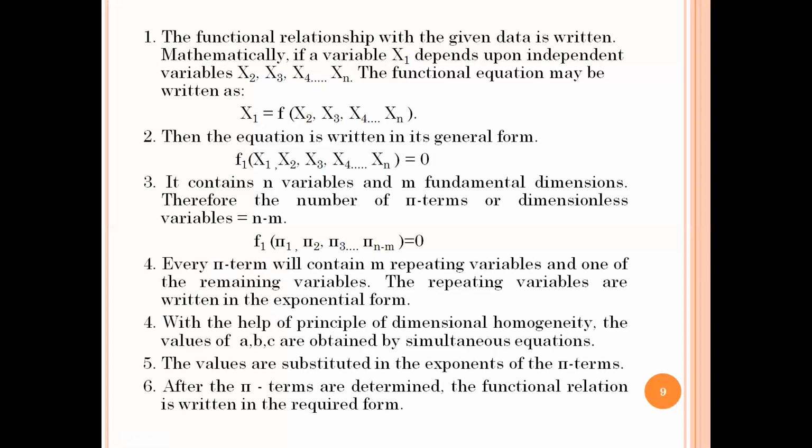Okay, so in that 4 variables, 3 variables I'll be writing in its exponential form. When I say exponential form, to the power a, to the power b, to the power c. Then with the principle of the dimensional homogeneity, the values of a, b, c are obtained by simultaneous equation. Once the values are done, you are substituting in the exponents, and then these pi terms I am writing in my equation in the most simplest form. Okay, so we'll do the example here, so it's a little bit lengthy.